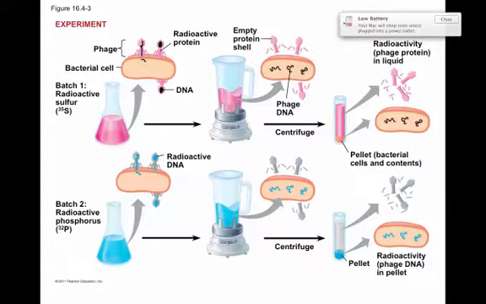If it was the protein that was the hereditary material for the virus, then they would have found radioactive sulfur in the bacterial cells after they blended them all up and centrifuged them, which spun them around really fast and pelleted out cells. They would have found that dye, the phosphorus or the sulfur dye, in the pellet if it was protein. But because they found the phosphorus dye in the pellet, they knew that the DNA had to be the molecule from the virus that was being injected into the bacterial cells.